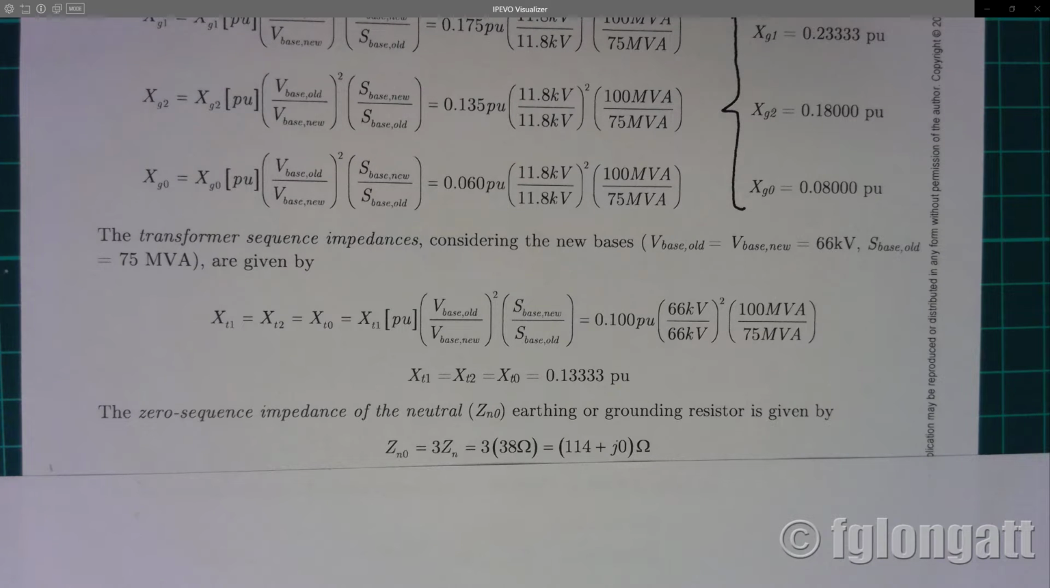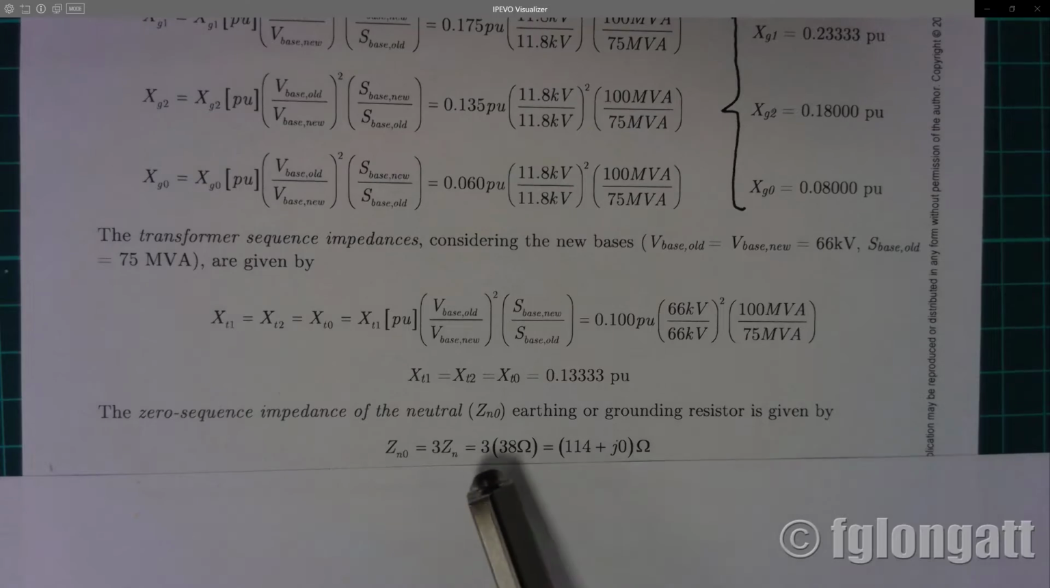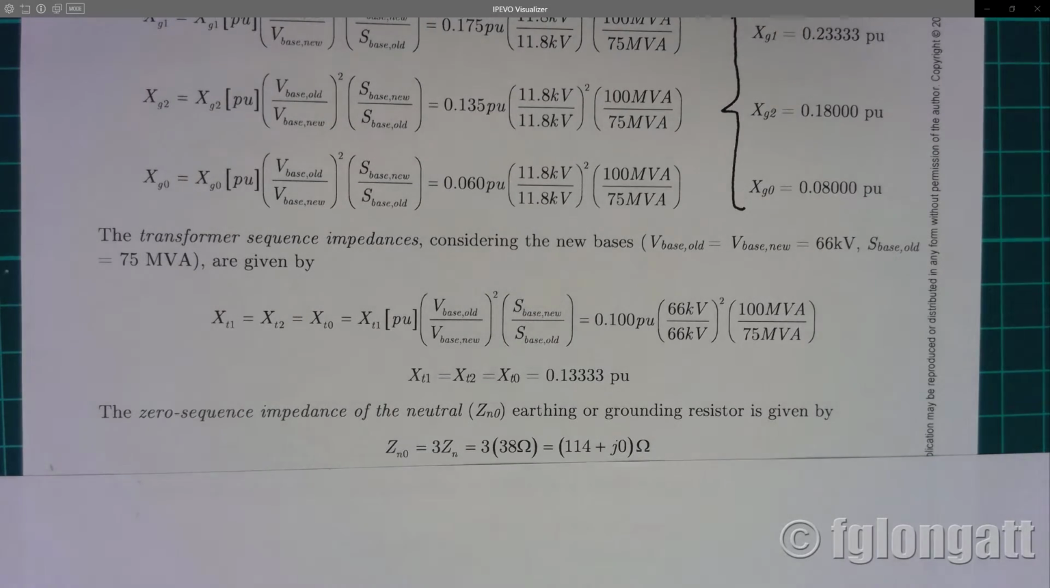If you are confused about the reason behind the three, you can go into my classes and you can see the proper, formal deduction of this demonstration for this number three. But specifically, this three is to represent the zero sequence current flow through the neutral point, okay? Well, 3 times 38 ohms, that is 114 ohms.